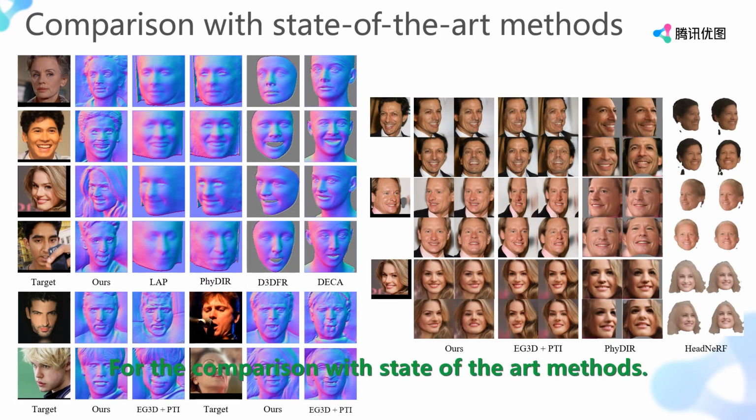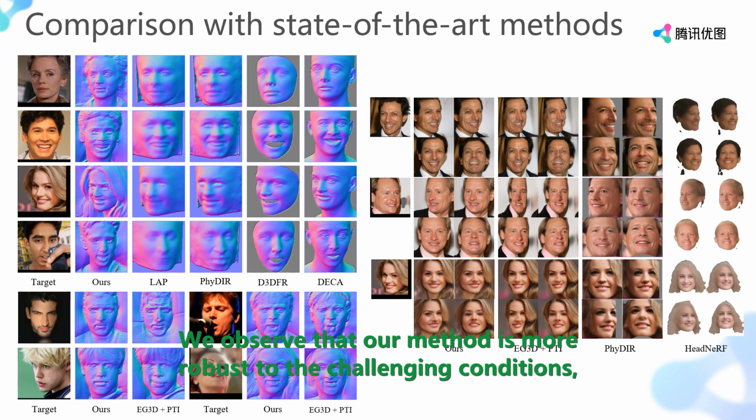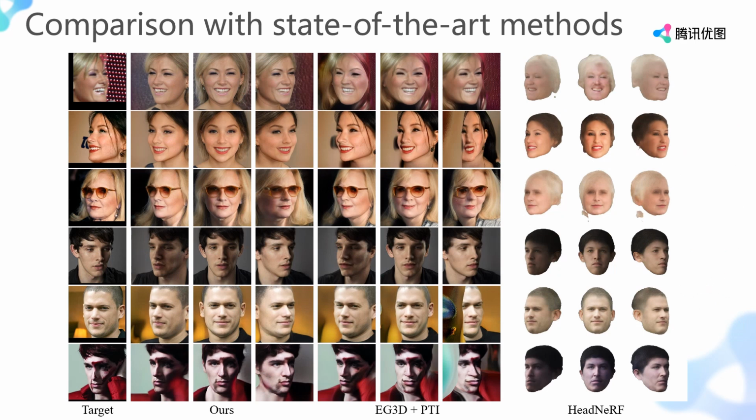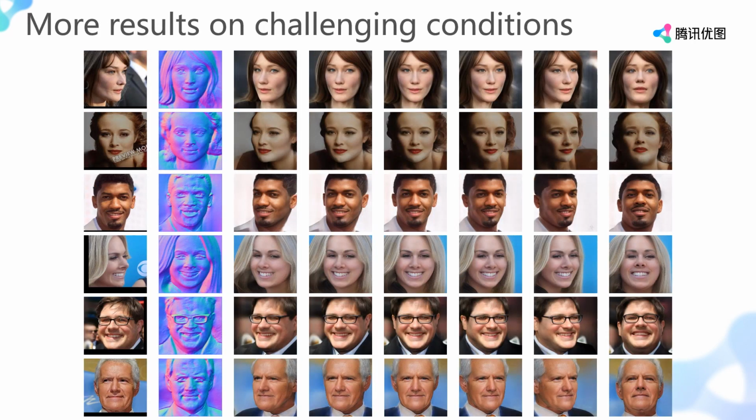For the comparison with state-of-the-art methods, we observe that our method is more robust to challenging conditions such as large pose, occlusion, extreme shadows, or appearance, and produces more accurate modeling results. Here we can see that our method predicts 3D consistent results under different conditions.